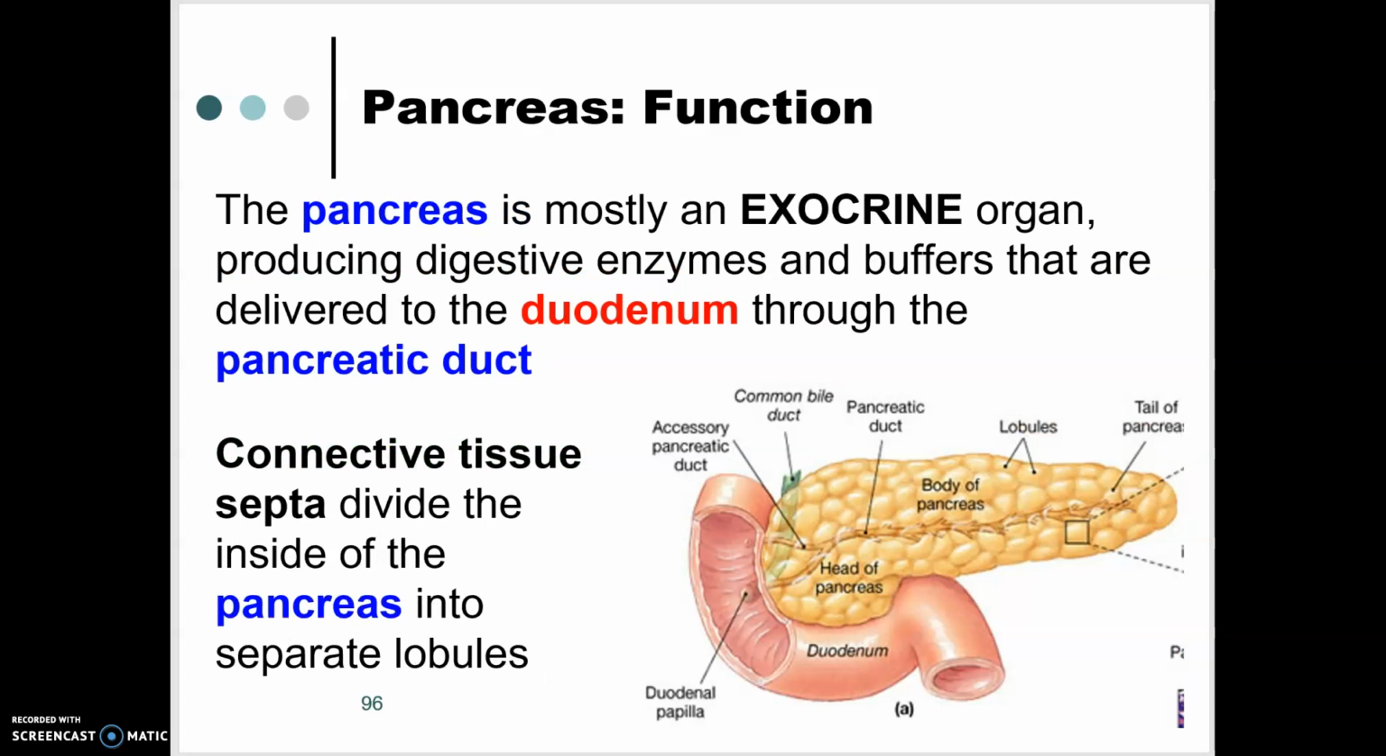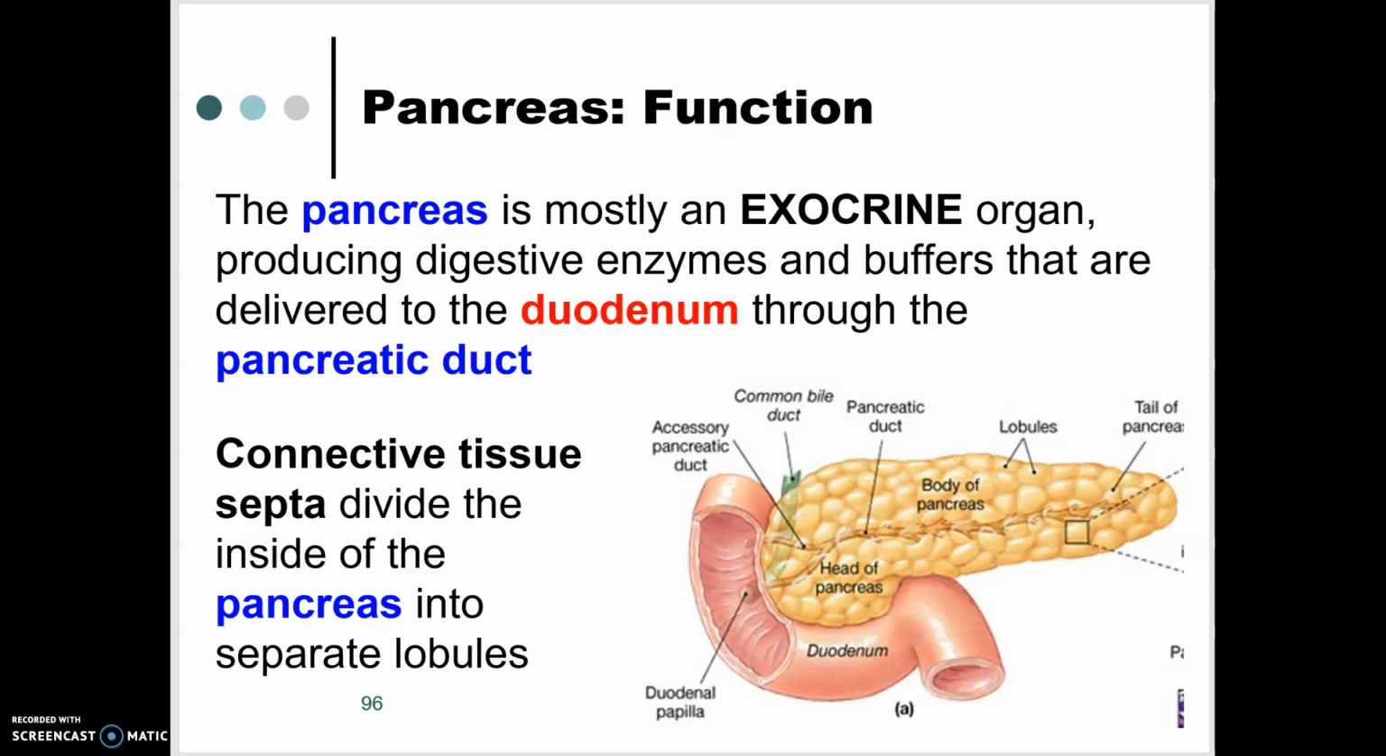Now, most of the function of the pancreas is actually exocrine. Okay, it doesn't spend most of its time worrying about blood glucose, but it does have that important role to play. So it spends most of its time producing digestive enzymes and buffers that are delivered to the duodenum, the first part of the small intestine, through the pancreatic duct.